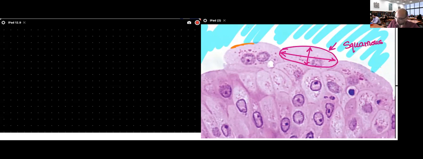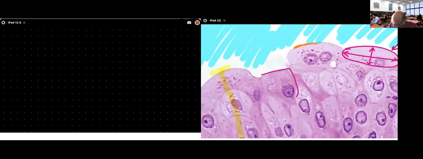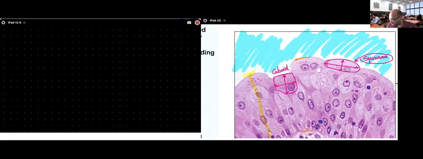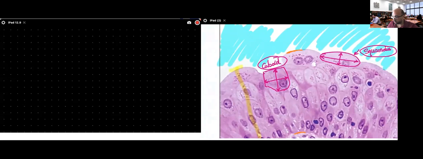Let's check another one here. What do you think is the shape of this cell? It has a height that is almost equal to the width of the cell. So this means I am a cube. So what I see in here, I see that the apical cells, some of them are squamous and some of them are cuboidal. So which one should I consider while classifying the epithelium? I will consider both.